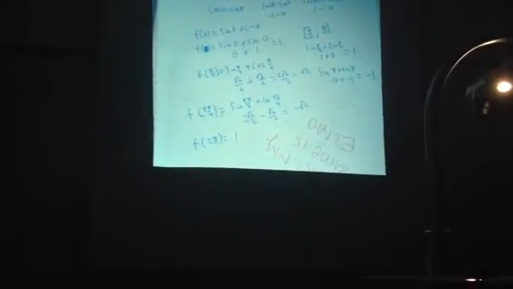Pi over 2 and pi, that was in the problem. Part A of the problem said we wanted to check from 0 to 2 pi. And then the second part of the problem, part B, said we wanted to check from pi over 2 to pi.